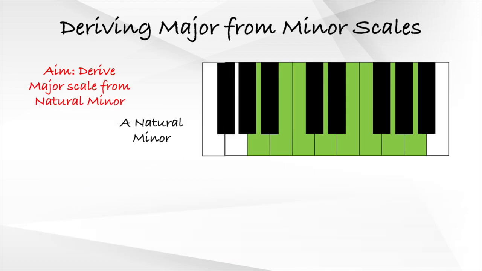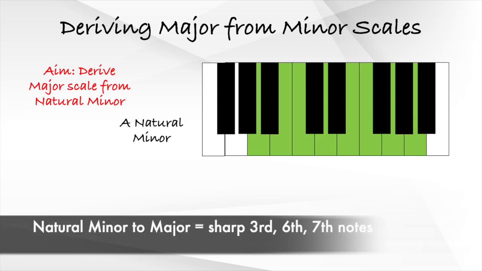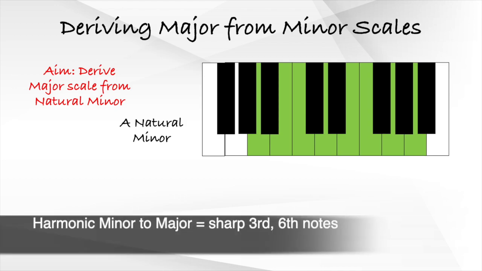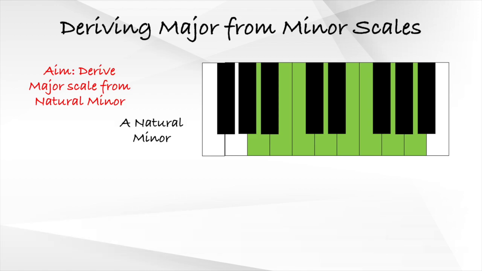The converse is true for deriving major scales from minor scales too. To get a major scale from a natural minor scale, we need to sharp the third, sixth, and seventh notes. And to get a major scale from a harmonic minor scale, we simply need to sharp the third and sixth notes. For instance, let's say we want to find the notes in the A major key, but we only know the A natural and harmonic minor scales.